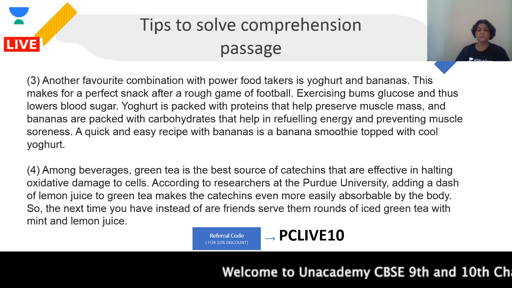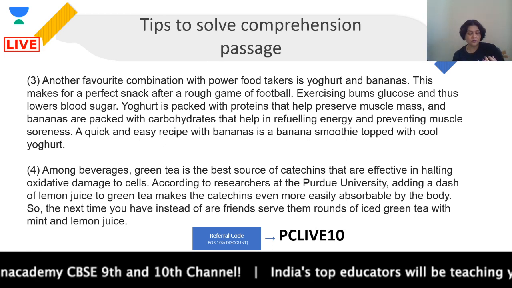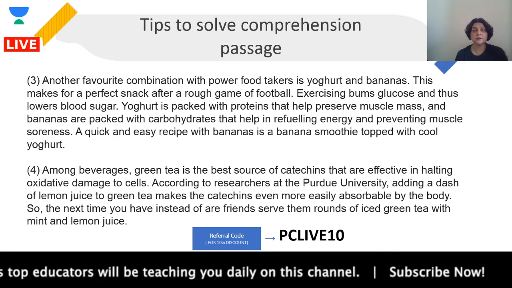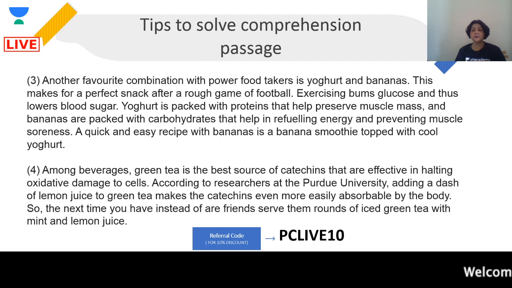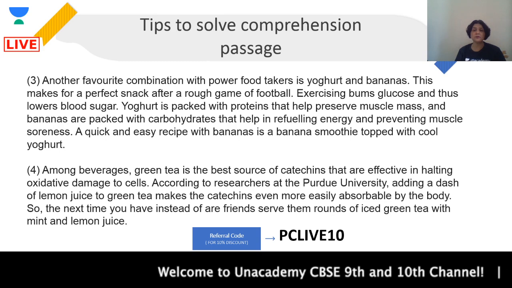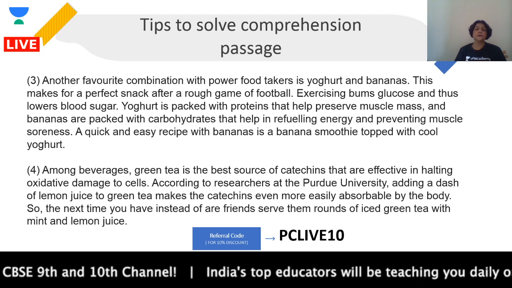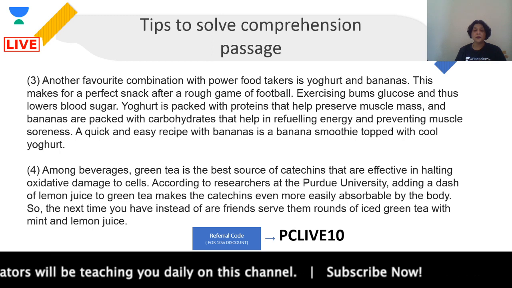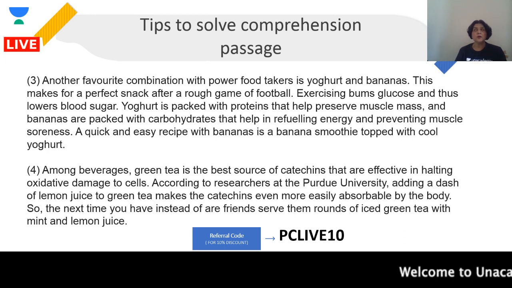Among beverages, green tea. Nowadays, people have become so health conscious about how to consume iron, how to consume carbohydrates, how much to consume, and what are the detoxifying beverages that we can take. One of them is green tea, which is the best source of catechins that are effective in halting oxidative damage to cells. According to researchers at Purdue University, adding a dash of lemon juice to green tea makes the catechins even more easily absorbable by the body. So the next time, serve your friends rounds of iced green tea with mint and lemon juice.